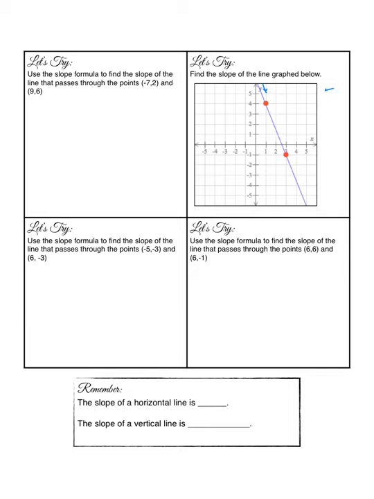So let's see, make my little right triangle. From this point, I'm going to go down 1, 2, 3, 4, 5. And I'm going to go across 1, 2. Negative 5 over 2. It's a negative slope. It's a negative line, so it is a negative slope.